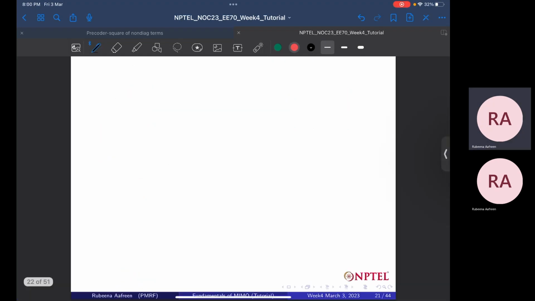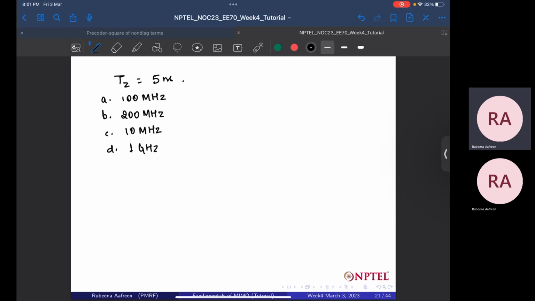Now, suppose one question we will see. Here Tz is given as 5 nanoseconds, and it is asking on which bandwidth the narrowband antenna assumption can be taken. Suppose the first option is 100 megahertz, the second is 200 megahertz, the third is 10 megahertz, and the fourth is 1 gigahertz. So we have to tell when the array can be said to be narrowband.